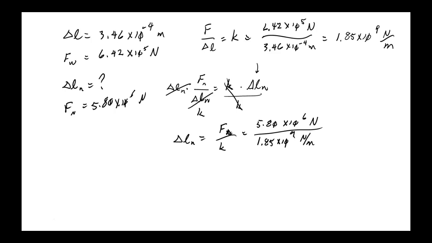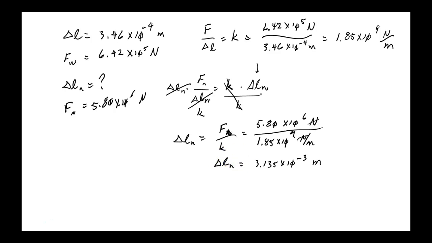.80 divided by 1.85 is 3.135. We're going to come back and change that in a minute. Times 10. Now, how do we deal with the exponents? Subtract the exponents. 6 minus 9 is minus 3. And then your newtons cancel out, and 1 over meter is a meter. And that's your change of length. The new change of length is that.